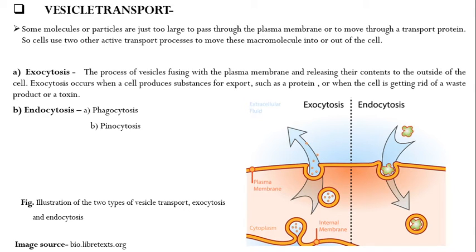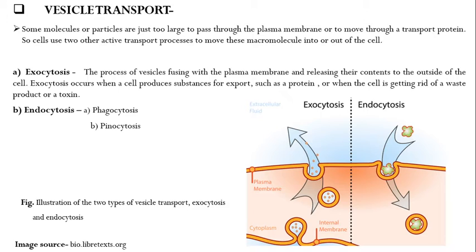So there are two types of vesicle transport: exocytosis and endocytosis. When macromolecules go out of the cell, it is known as exocytosis, and when macromolecules go into the cell, it is endocytosis. First is exocytosis, the process of vesicles fusing with the plasma membrane and releasing their contents to the outside of the cell.